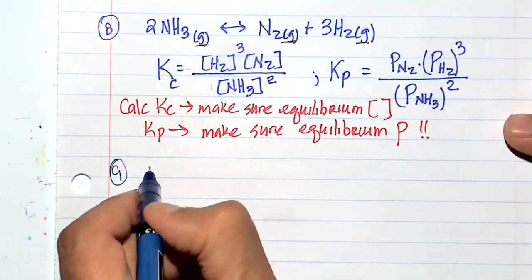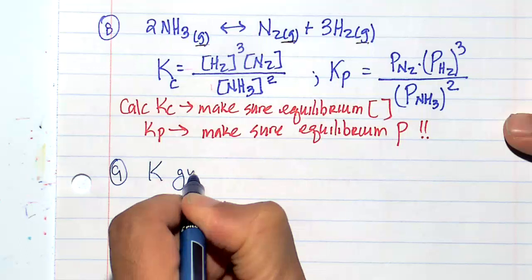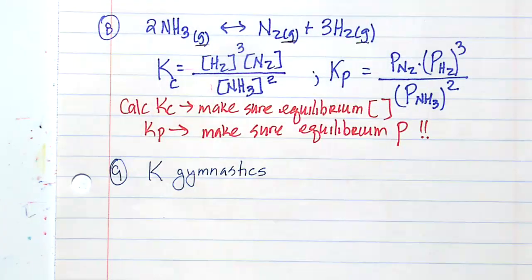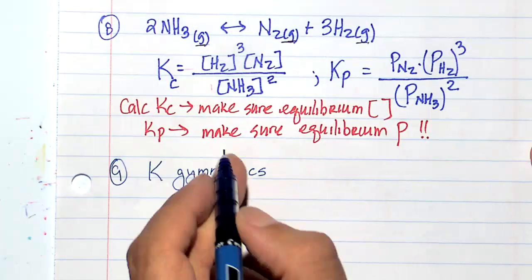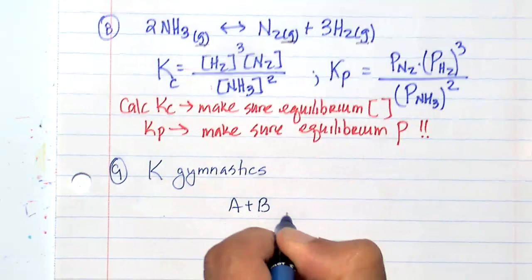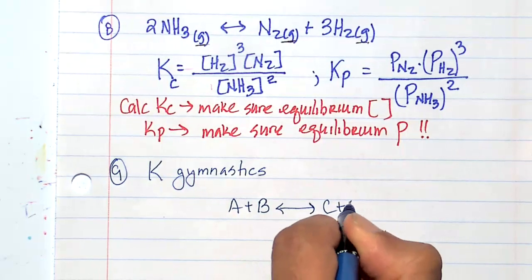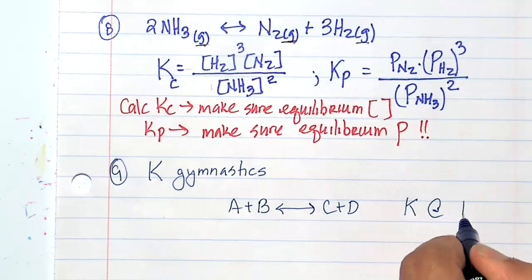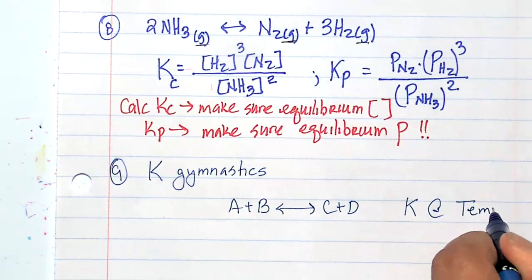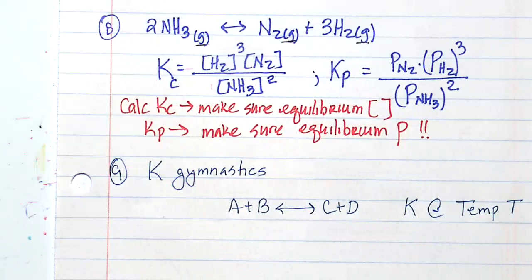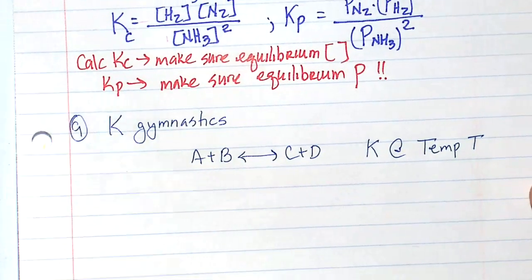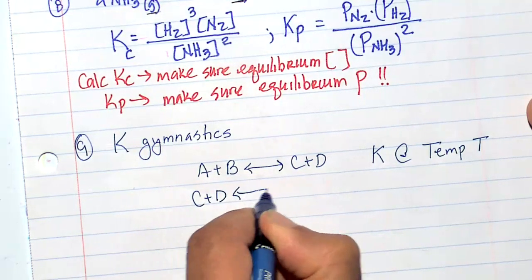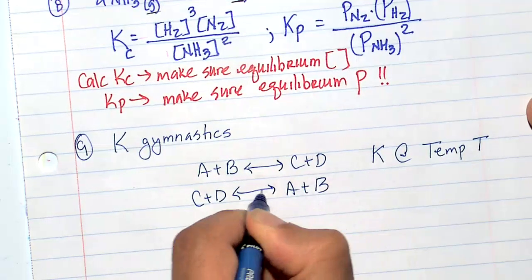All right, there's a question here on K gymnastics. Okay, equilibrium constant gymnastics. So let's say I have, let's go back to our generic A plus B in an equilibrium with C plus D. Okay, so this has an equilibrium constant K at some temperature T. Remember, we quoted at a specific temperature. Just realize the rules of the gymnastics here, flipping around an equation. What I can do is I could flip this equation. You see that I just flipped it here.